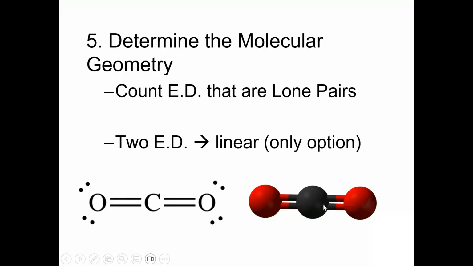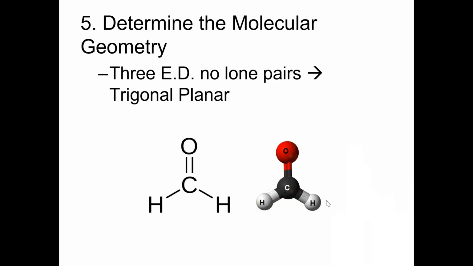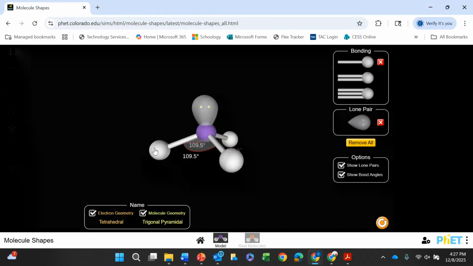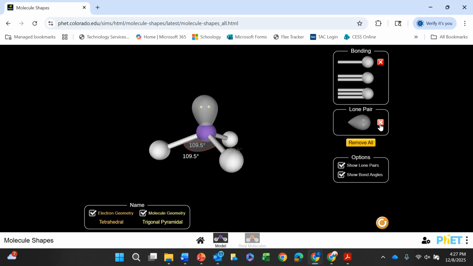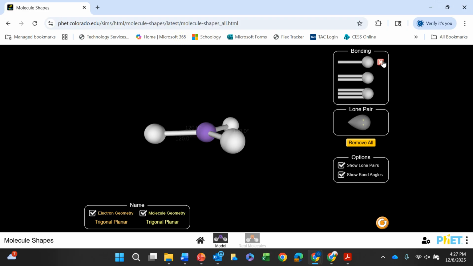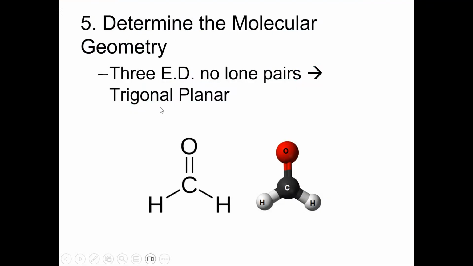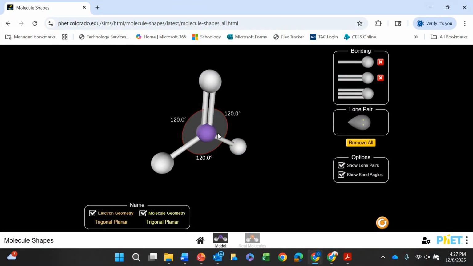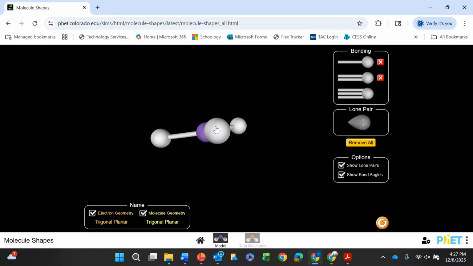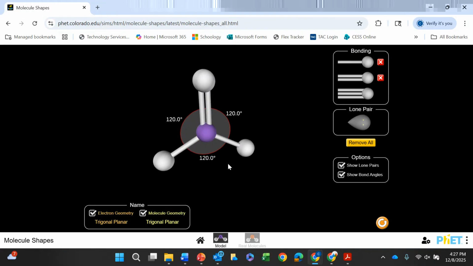There's nothing fancy there. However, if you have 3 electron domains, there's 2 options. One is like this, where we have no lone pairs. So if I go back to this and get rid of my lone pair, and make that a double bond, this is what I had. This is my trigonal planar shape. I have a double bond, a single bond, single bond. That means I have 3 electron domains, 1, 2, 3, and none of them are lone pairs. That shape is going to be that trigonal planar shape, 3 atoms surrounding the central atom all in a plane.